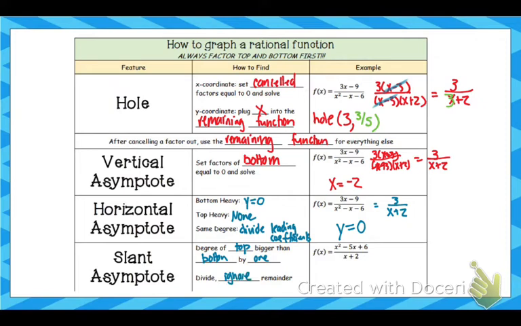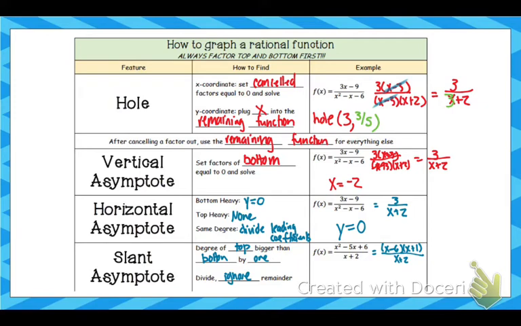So let's look at this example over here. I'm going to factor the top, so x minus 6 and x plus 1. And I always factor top and bottom first because I want to make sure nothing cancels. Okay, so nothing canceled here. Now, again, it's a bigger degree on the top. There is no horizontal asymptote. But because it's 1 degree higher, there's going to be a slant asymptote.